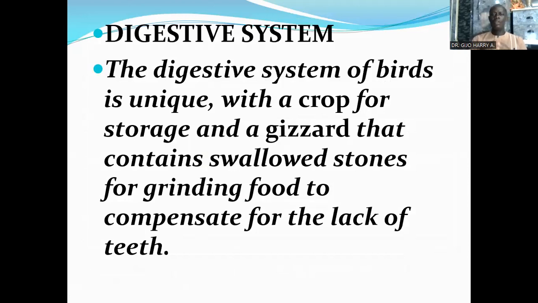It has a crop which stores the food, and then it also has a gizzard that contains stones. That's why some birds, particularly the chicken, when they are eating, will mix their food with stones or with sand before swallowing. It's actually a mechanism or an adaptation to enable them to grind swallowed food to compensate for their lack of teeth.